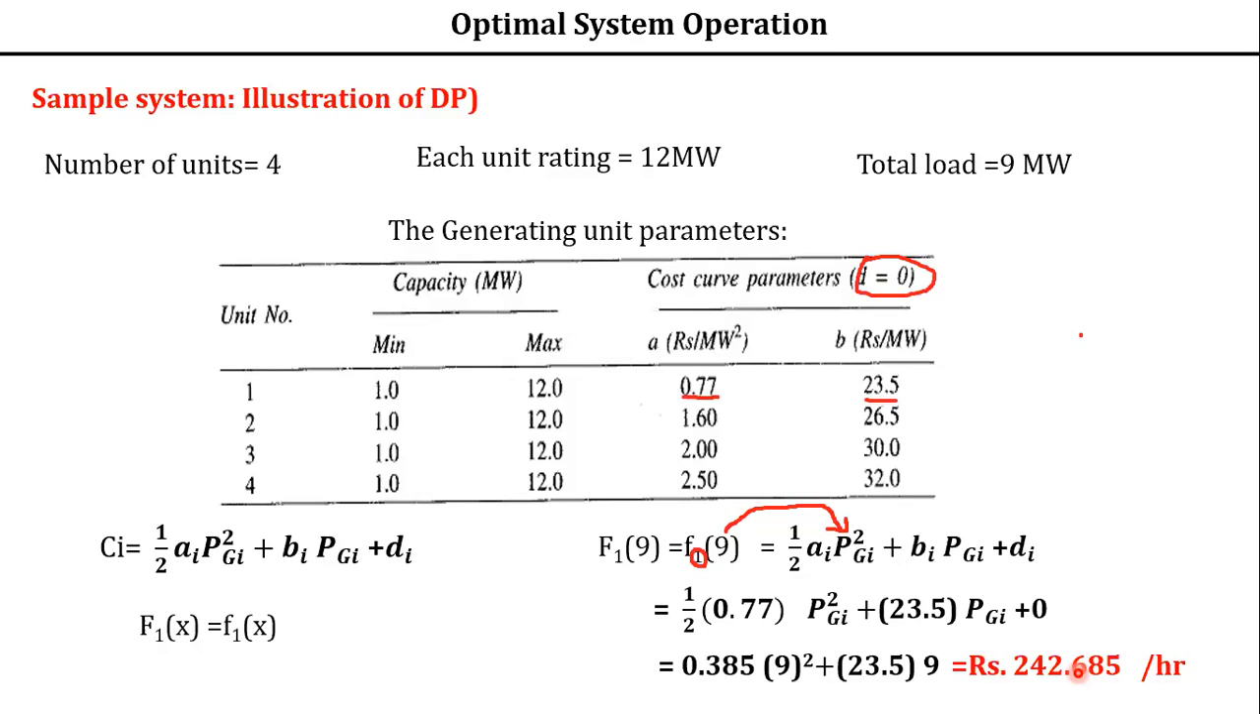Okay. Now let us take the recursive relation by DP. The recursive relation will consider the combination of two units. So you may consider a combination of 1 and 2, or 1 and 3, or 1 and 4.